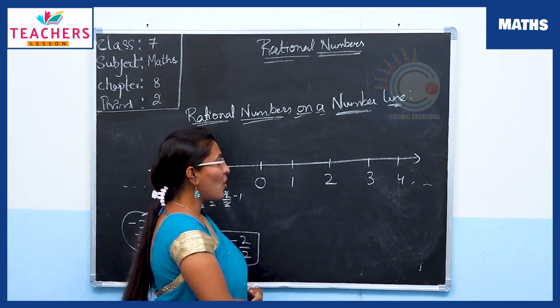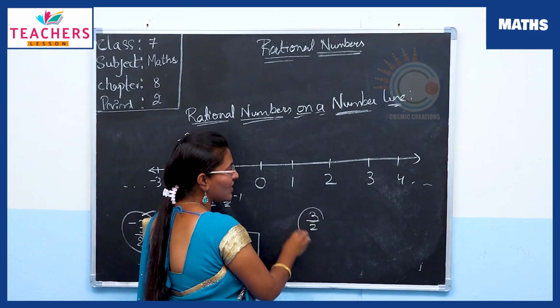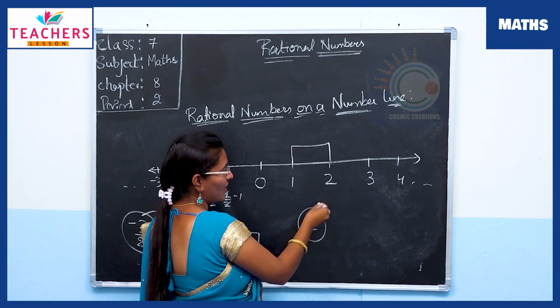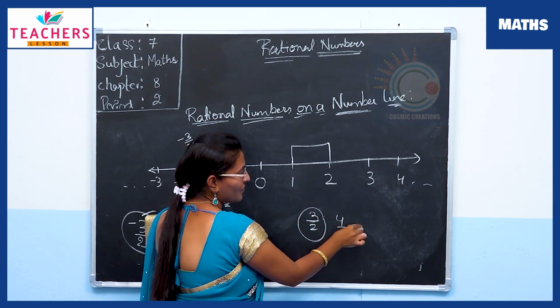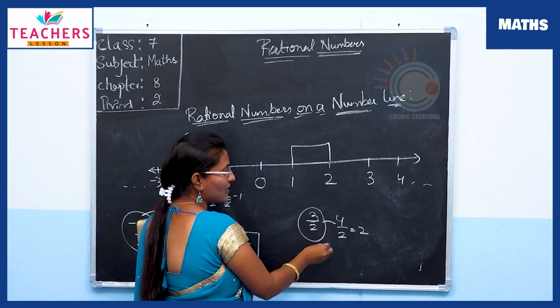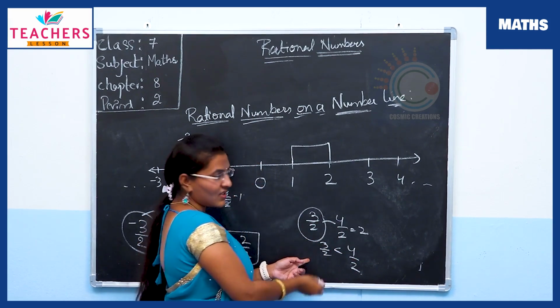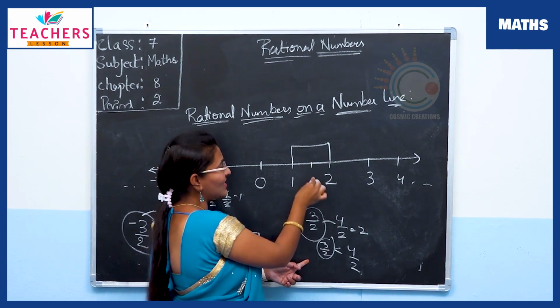easy, right? So for positive numbers, where is 3 by 2? Where is it going to lie? Yes, it is between 1 and 2, right? Obviously 4 by 2 is what? 2, right? So obviously 3 by 2 is less than 4 by 2. So 3 by 2 lies between 1 and 2. So that way you can easily check.